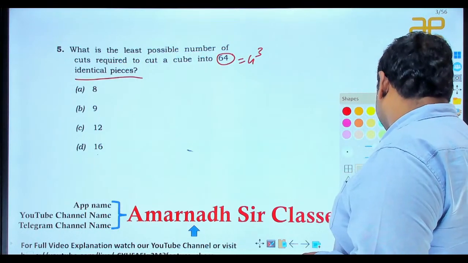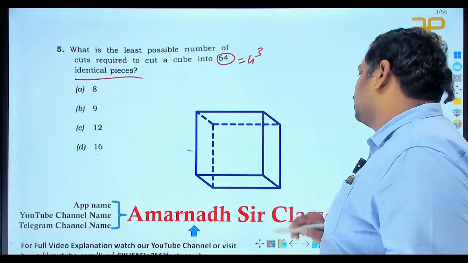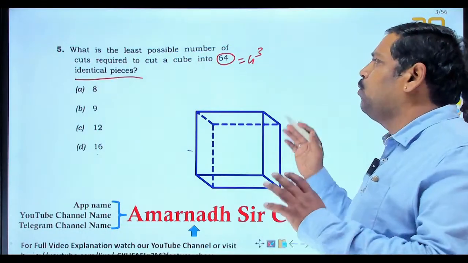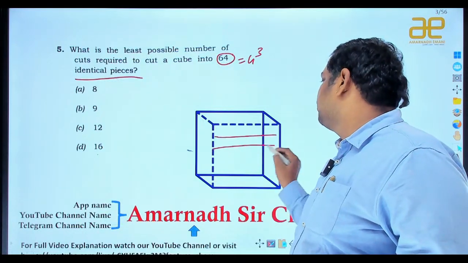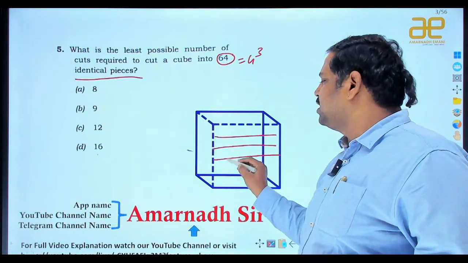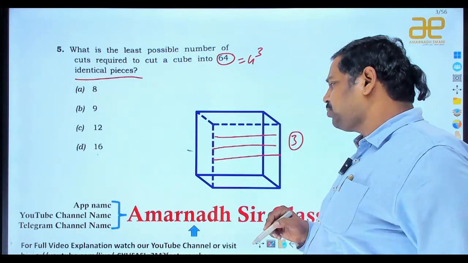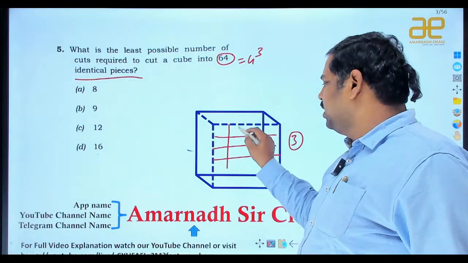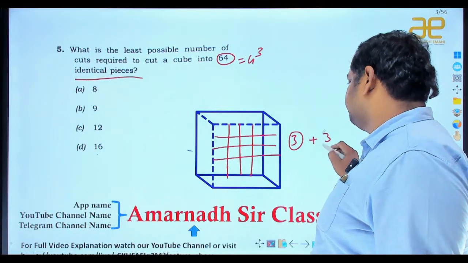Just a second, I'm drawing a cube here. This is the cube. If you want 64 small and identical ones, you have to cut like this lengthwise. So 4 pieces you have to make. That means you have to do 3 cuts. And breadth-wise, like this, again 3 cuts.